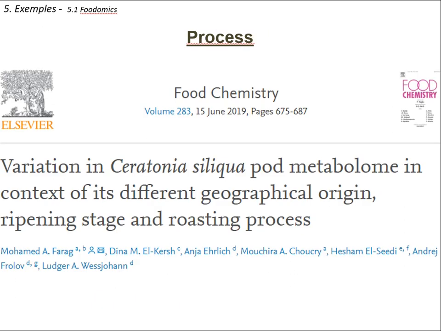Now comes another example to discriminate different foods depending on the industrial process. It was published in Food Chemistry in 2019, and it's called Variation of Ceratonia siliqua pod metabolome in the context of its different geographical origin, ripening stages, and roasting process.